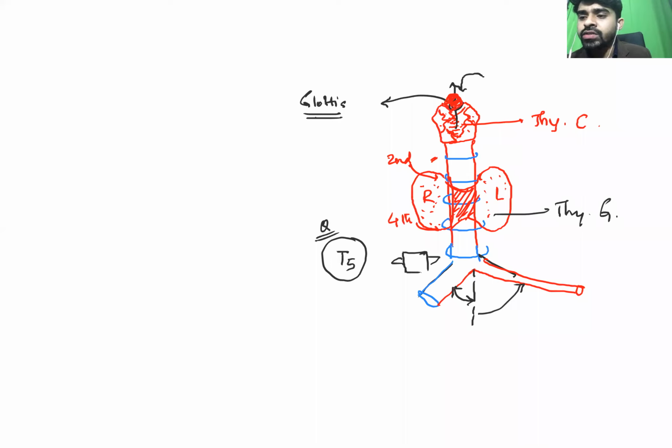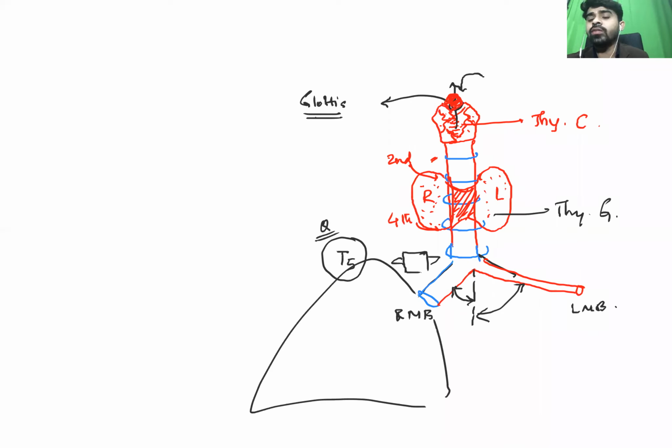What you are finding? Which one is more vertical? This is called right main bronchus or right primary bronchus, whatever you can say. This is the left main bronchus or left primary bronchus. Which one is more vertical? Right. I mean, which is making less angle with the vertical? Right. So what is the importance of it? Where you will get more infection? Right or left? Right.